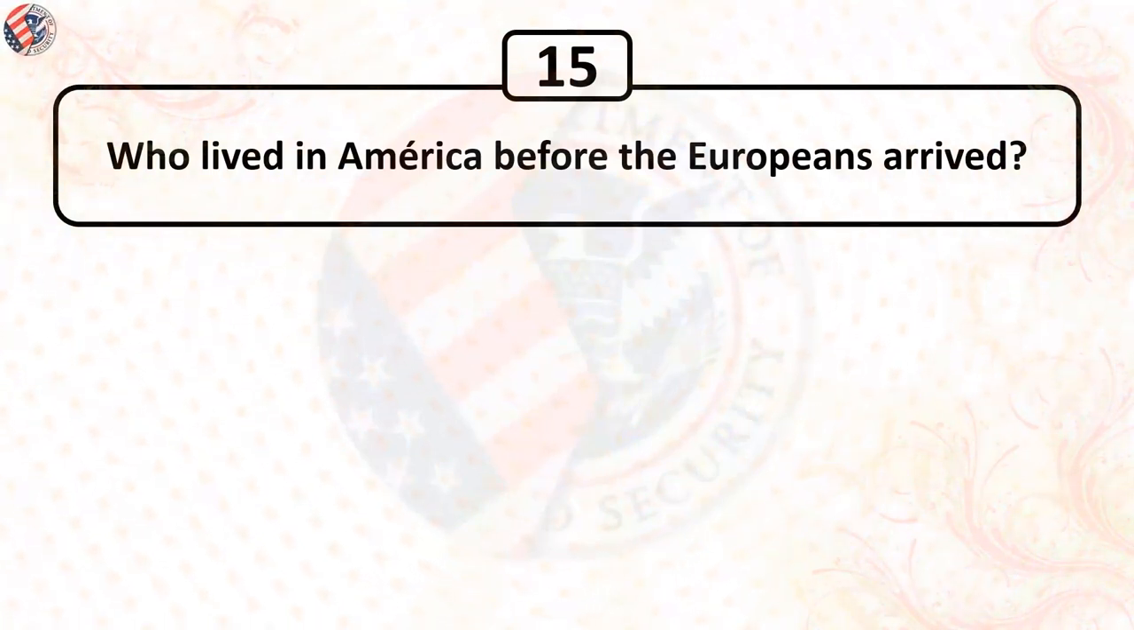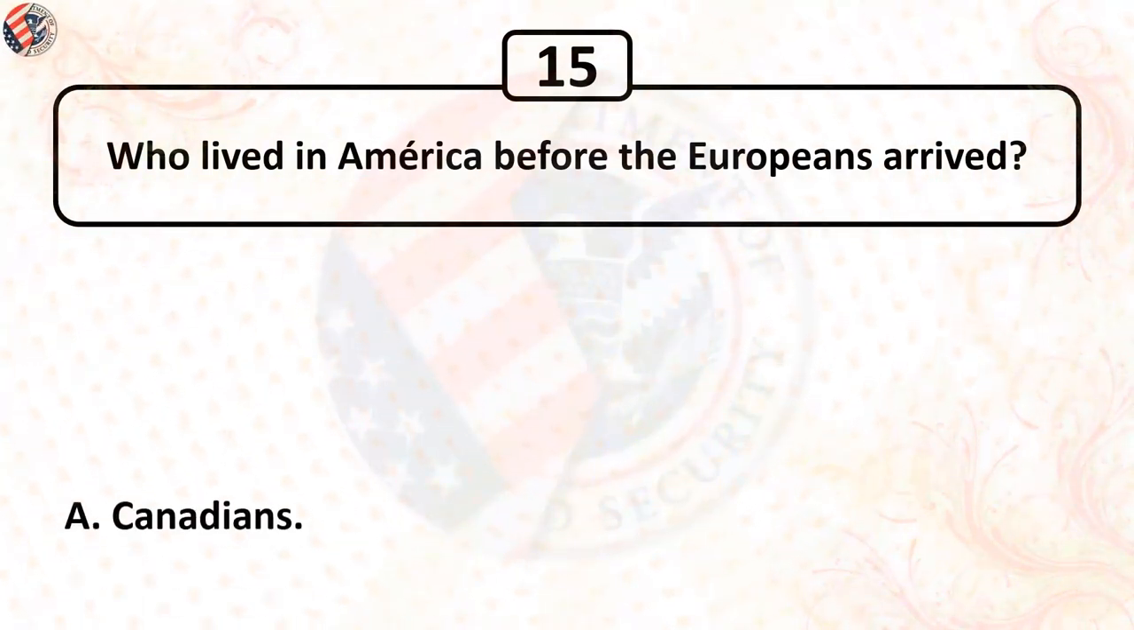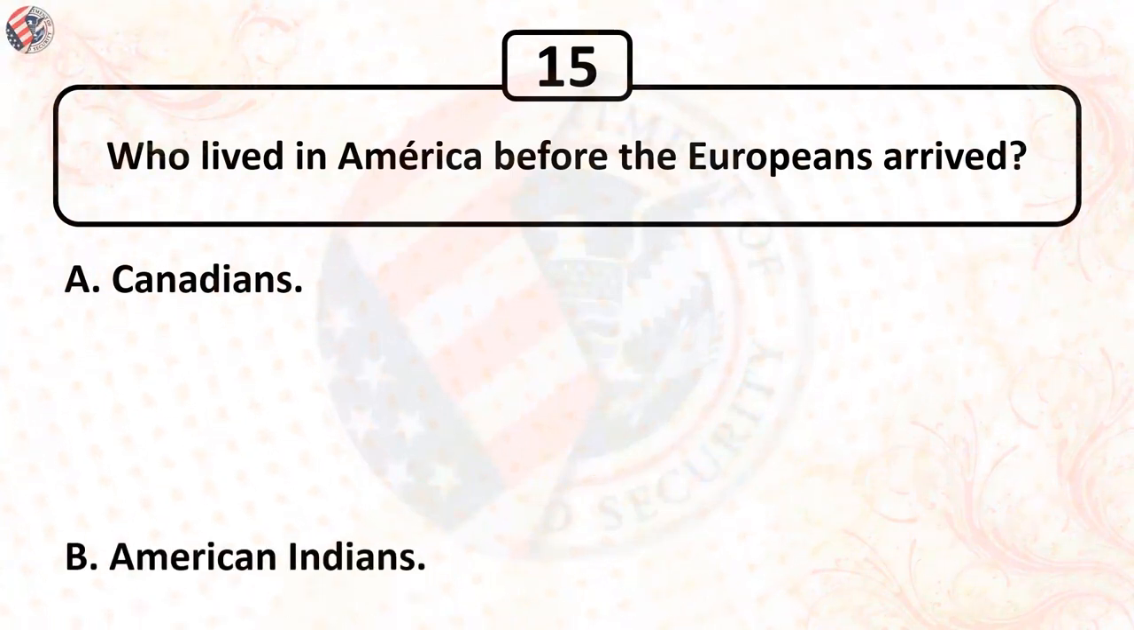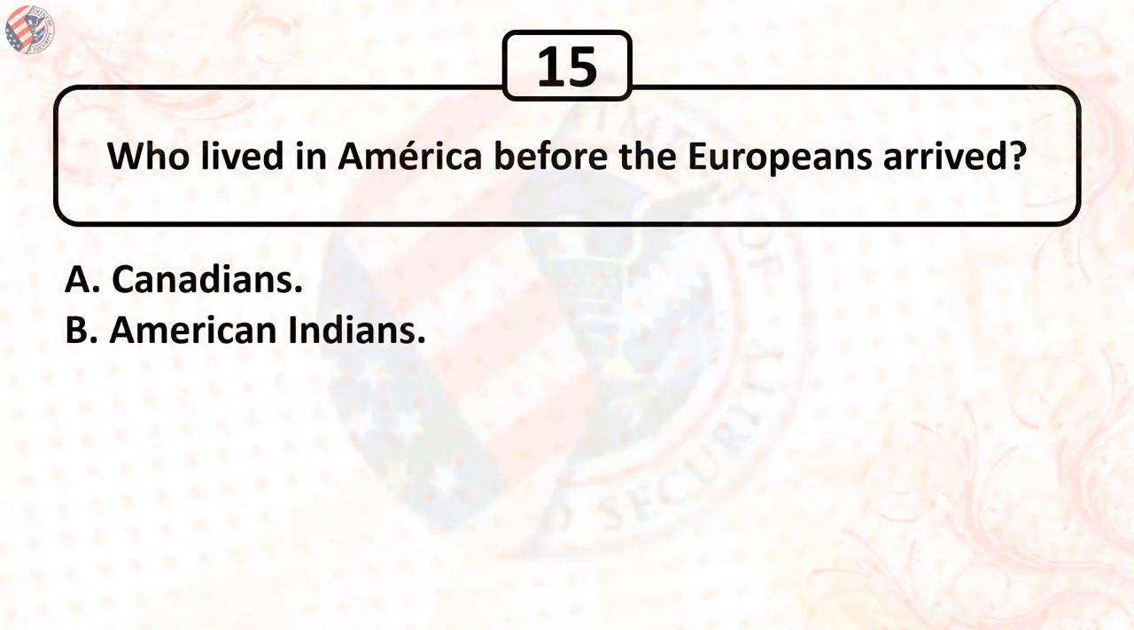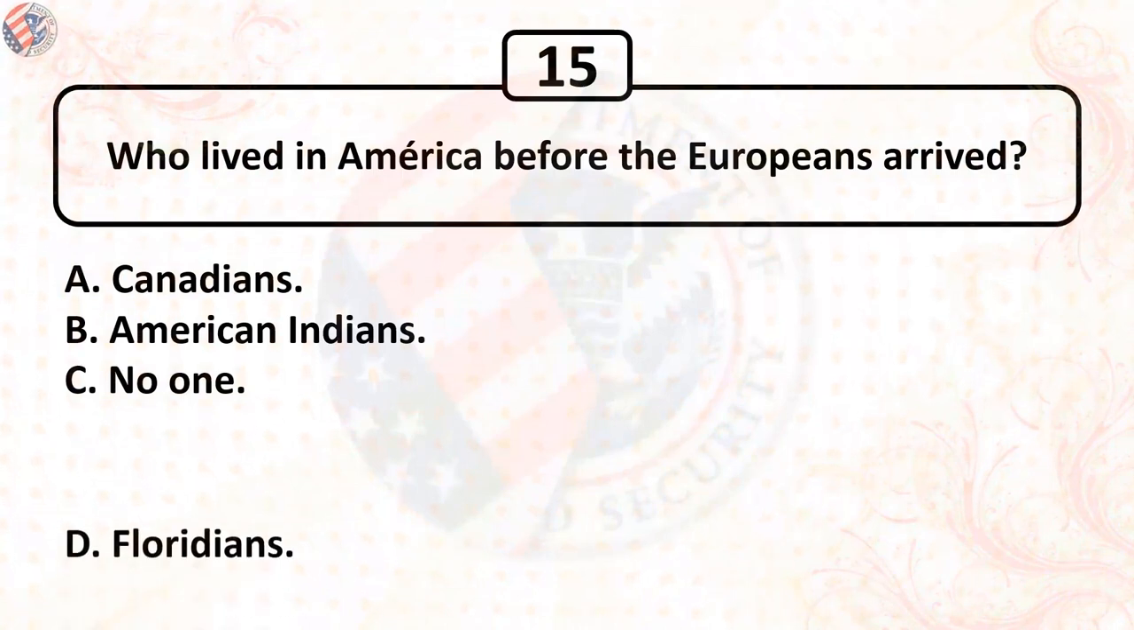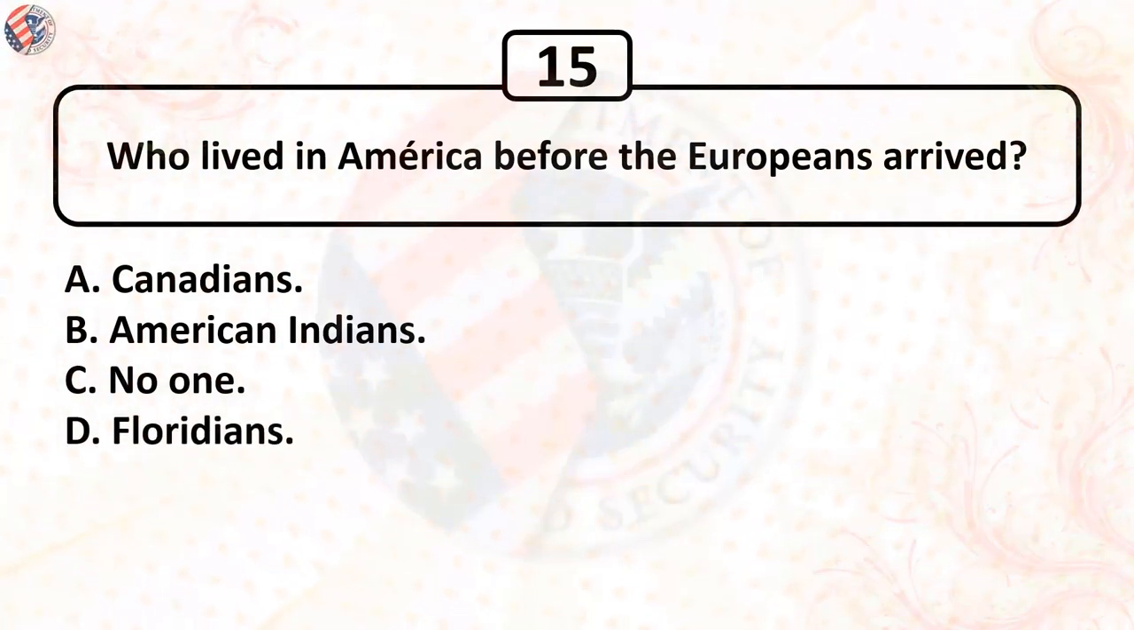Who lived in America before the Europeans arrived? A. Canadians. B. American Indians. C. No one. D. Floridians.